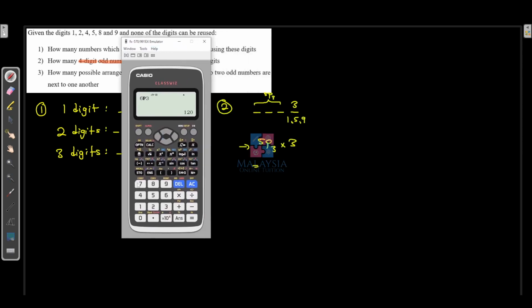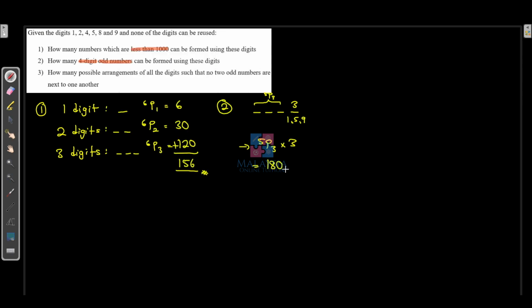So for this one, 5P3 times 3, we get 180 possible 4-digit odd numbers. So that's all for question number 1, part 2.